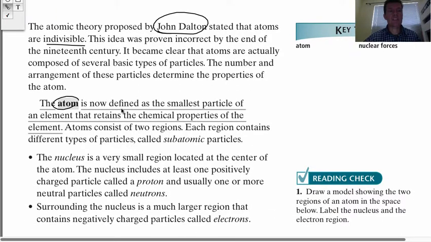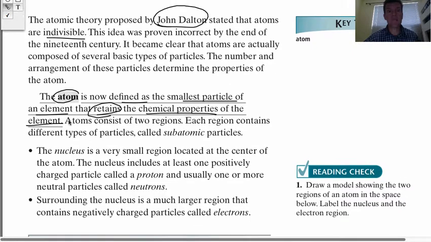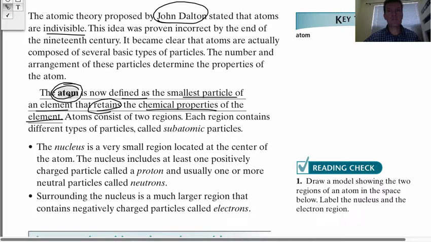So the atom is now defined as the smallest particle of an element that retains the chemical properties of the element. There are smaller particles inside the atom, but you have to have all of those particles in the atom in order for the atom to still be a carbon atom or still be an oxygen atom and retain the properties for that particular element.